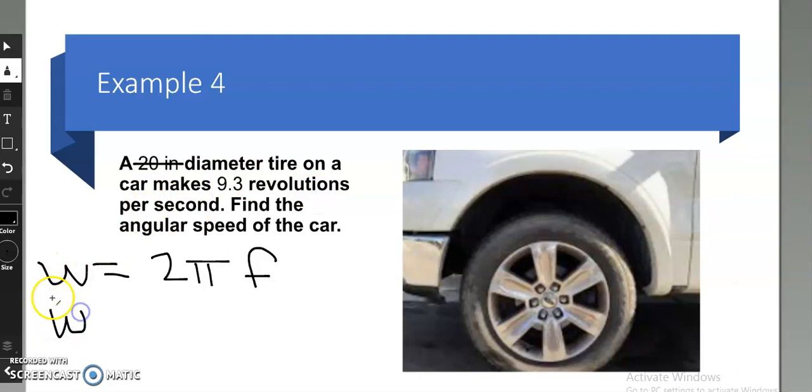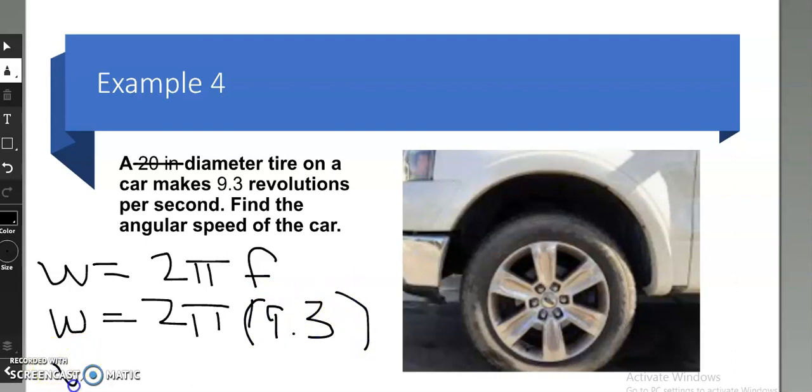Sorry that this looks like a W, but just bear with me. Times 9.3, which is 18.6 pi. And I hope that this helps.